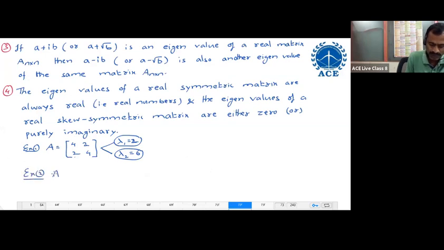Example number 2, matrix A equal to 0, 4, minus 4, 0. It is a real matrix and also a skew symmetric matrix because along the diagonal all the elements are zeros and the other elements are like this: A12 equal to minus A21. It is a real skew symmetric matrix. Its possible eigenvalues are?